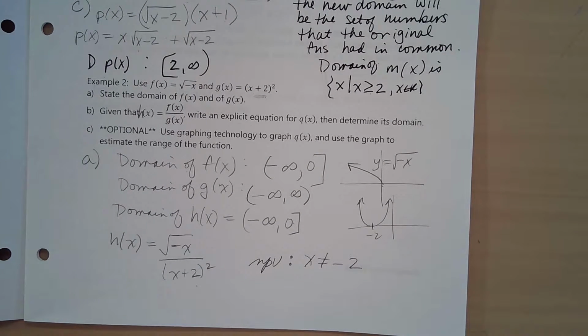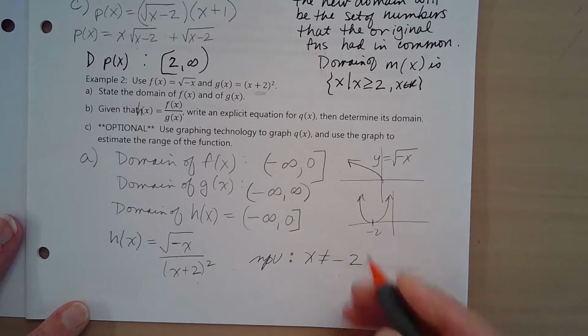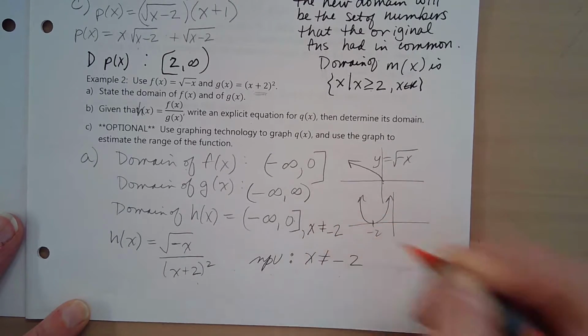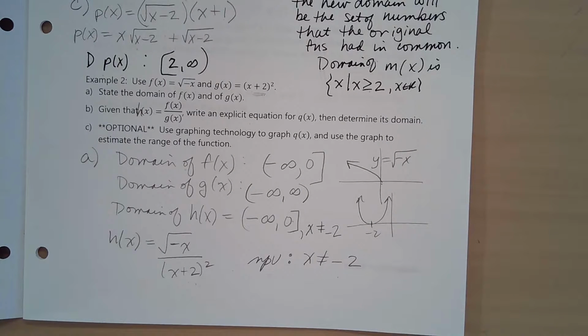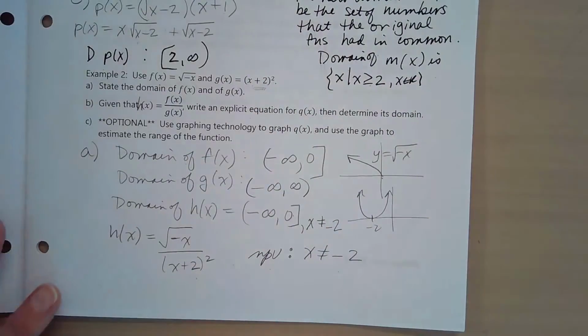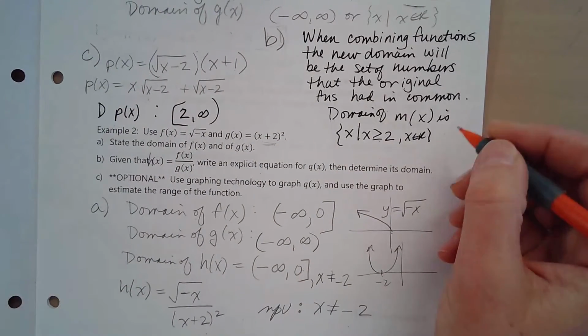That's true, right? Yeah. The new domain, you're right, Carl. X can't equal negative 2, right? Let's take a look at the graph, because I have it here. So what do you see here? At negative 2. So we've got to revise our statements, right? This statement here. Let's put a little asterisk.